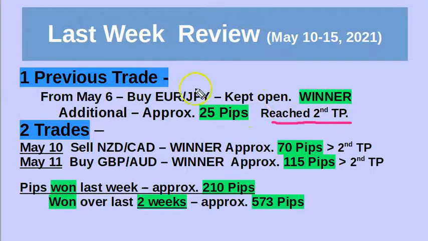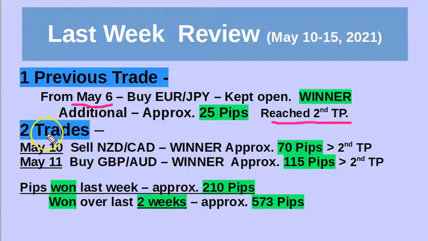Okay, so the previous week, this trade from May the 6th did reach the first take profit level, so we made a whole bunch of pips then. But at the beginning of this week, it went even higher and reached our second profit level for an additional 25 pips. So congrats to any of you who kept this trade open till this week.